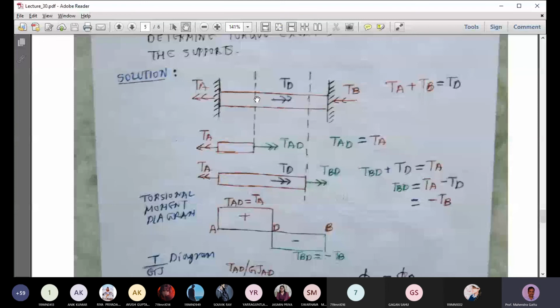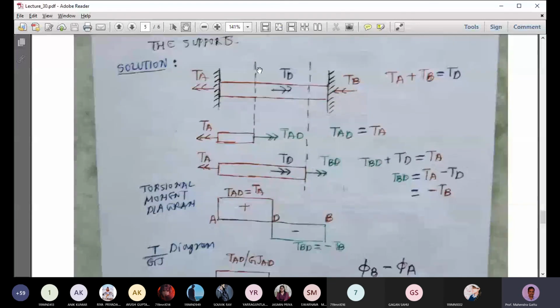For the axial load problem, we found that the net change in length is 0. Similarly for this twisting problem, we say that the net change in angle of twist is 0 between phi B and phi A. So first we'll analyze segment AD, and then we'll analyze segment BD. We cut a cross section in segment AD. We have our twisting moment TA, and on the right surface we have the internal moment TAD, which will be equal to TA. Then we can cut a section between D and B. So that section is shown here.